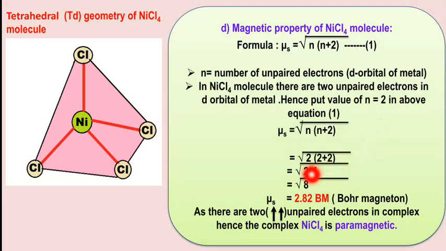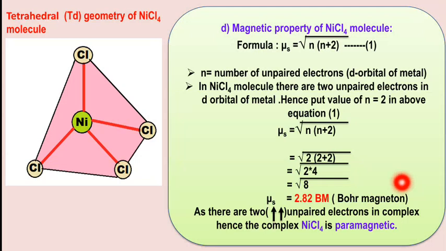So square root of 2 into 2 plus 2. So that corresponds to 2 into 4, that is the square root of 8, and square root of 8 is equal to 2.82 Bohr magneton. So the mu s value, that is a magnetic property, is 2.82 Bohr magneton for the NiCl4 complex.